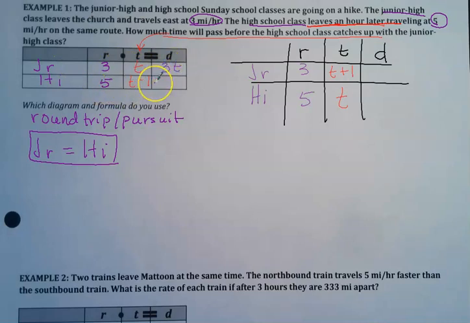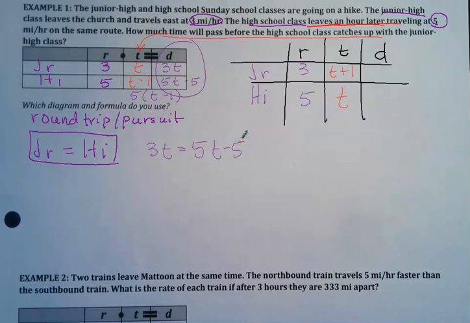Okay, and what about for the high schoolers? Okay, so it's 5 times the quantity t minus 1, which would be 5t minus 5. I didn't make my box big enough, apparently. Okay, so these would be the distances that I'm going to set equal here. So I would say 3t equals 5t minus 5.